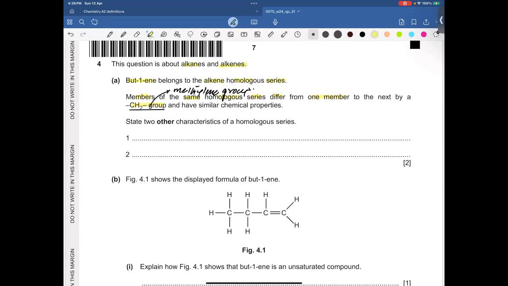Okay, and have similar chemical properties. State 2 other characteristic properties of homologous series. Now they have the same chemical properties because they have the same functional group. And also they have the same general formula.